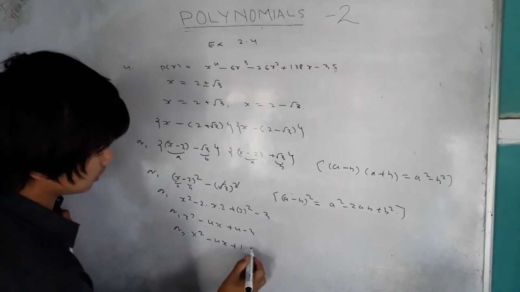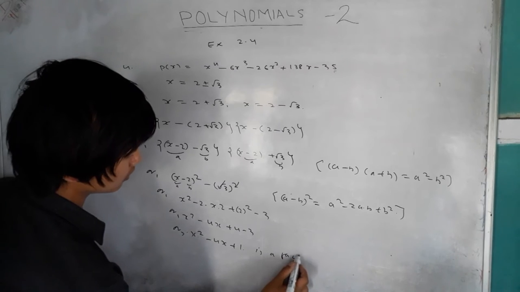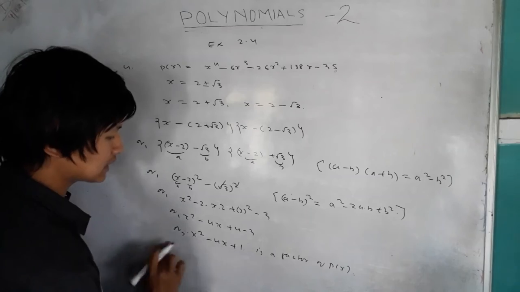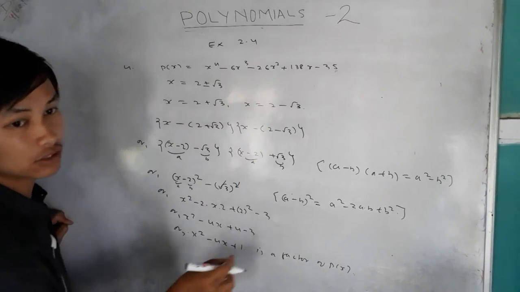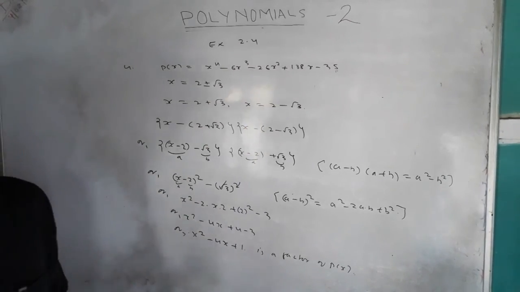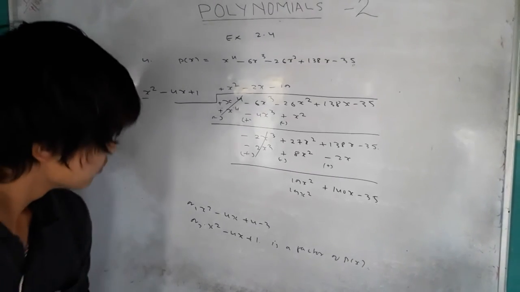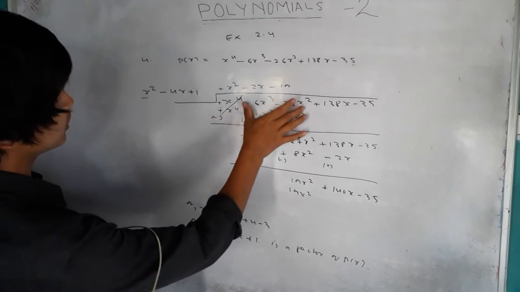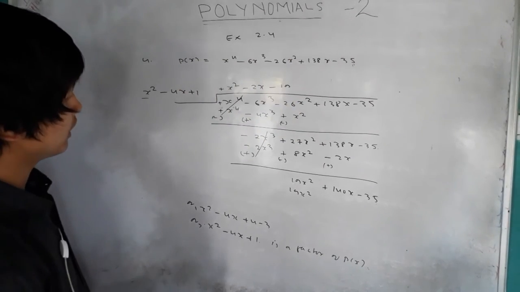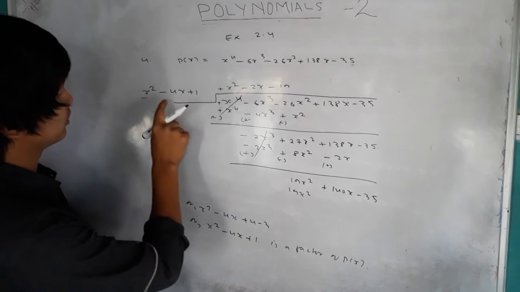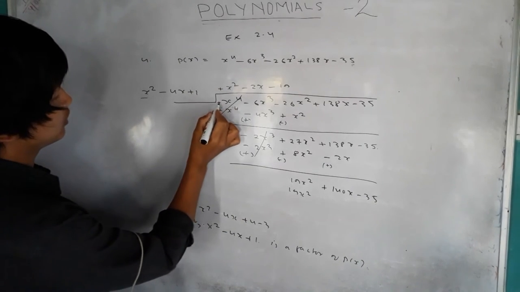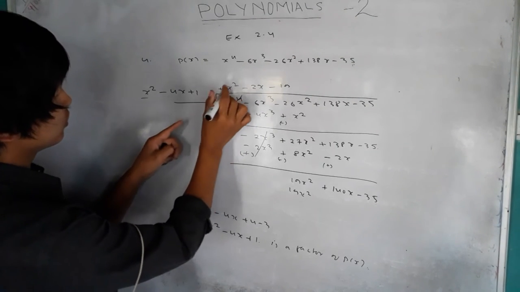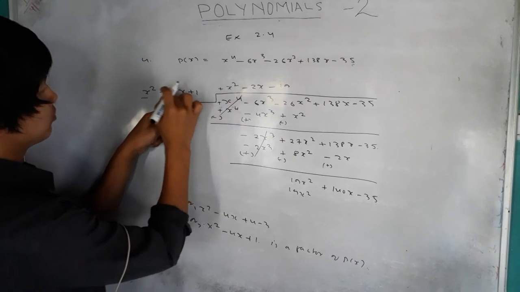This is a factor of px. Px means by factor theorem, it is said that this polynomial is a factor of this, means this will divide this completely. Okay. So now we have to divide this number with this number. So while dividing, here is a plus sign, so I need to introduce plus sign. X square, how many times? X square into x square will be x to the power 4. So I have multiplied with this number and I need to multiply with this number also.